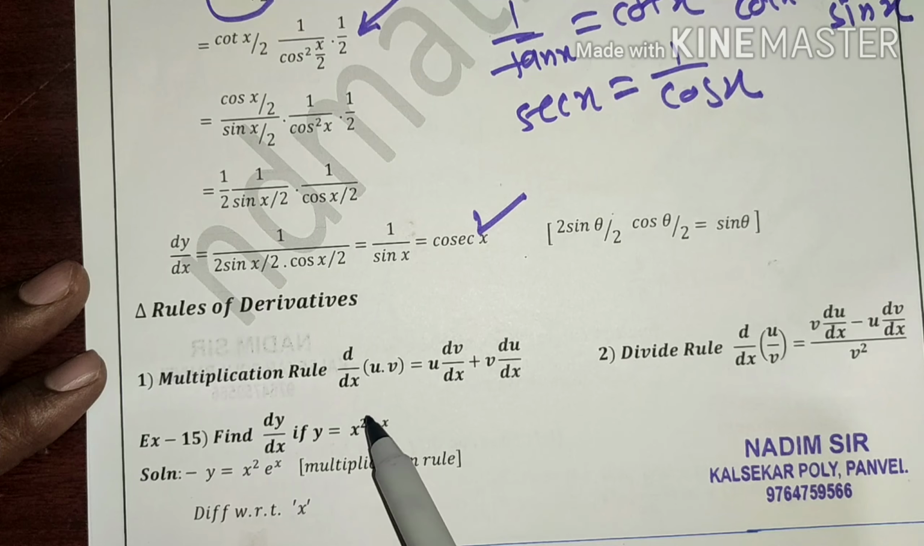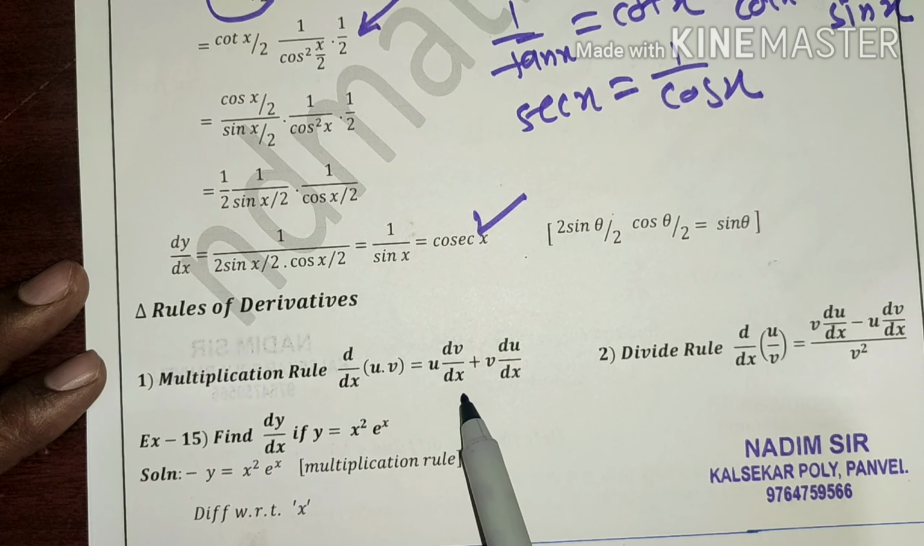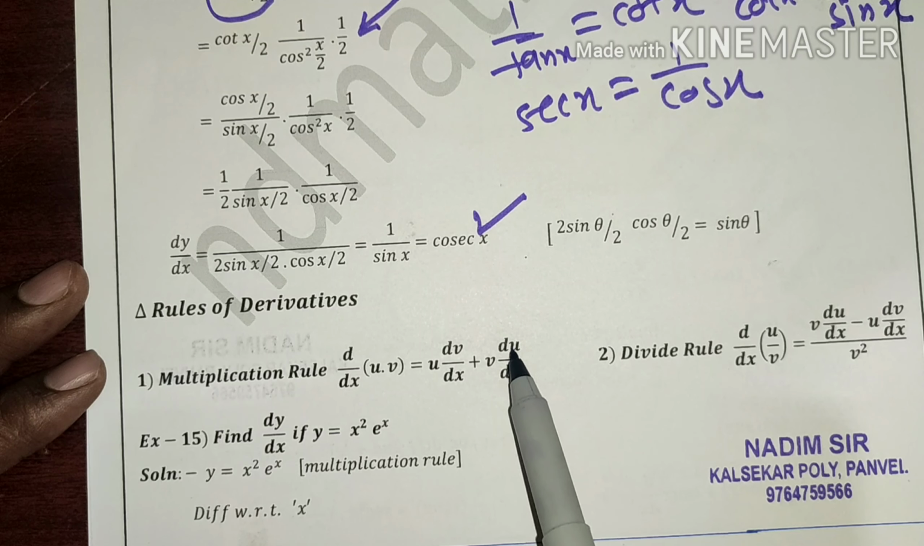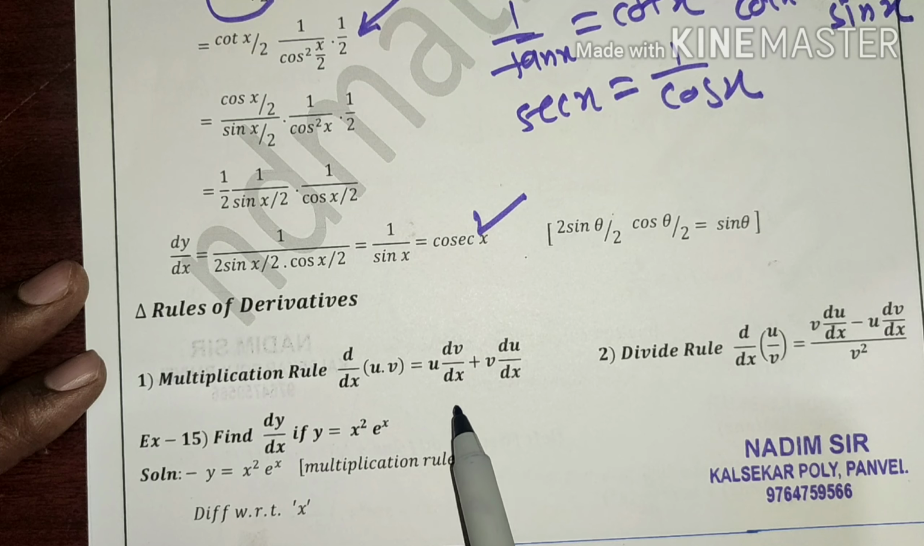The multiplication rule of derivative is that d by dx of u into v equals u times the derivative of v plus v times the derivative of u. It means that we leave the first function and take the derivative of the second, plus leave the second function and take the derivative of the first.